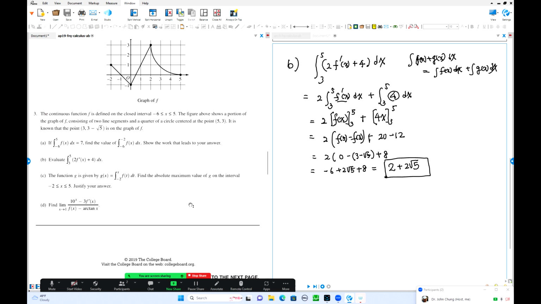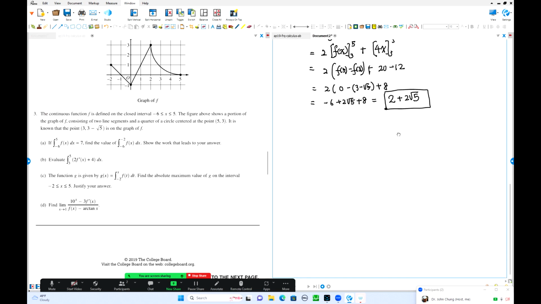Are you okay with this part B? Yeah. Okay, the next one, part C. Function g is given by, they create new functions. g(x) is a function of the area calculated from negative 2 to some value x of f(t) dt. f(t) is the same graph as f(x). We just switched the variable to avoid confusion. It has the same graph, okay?